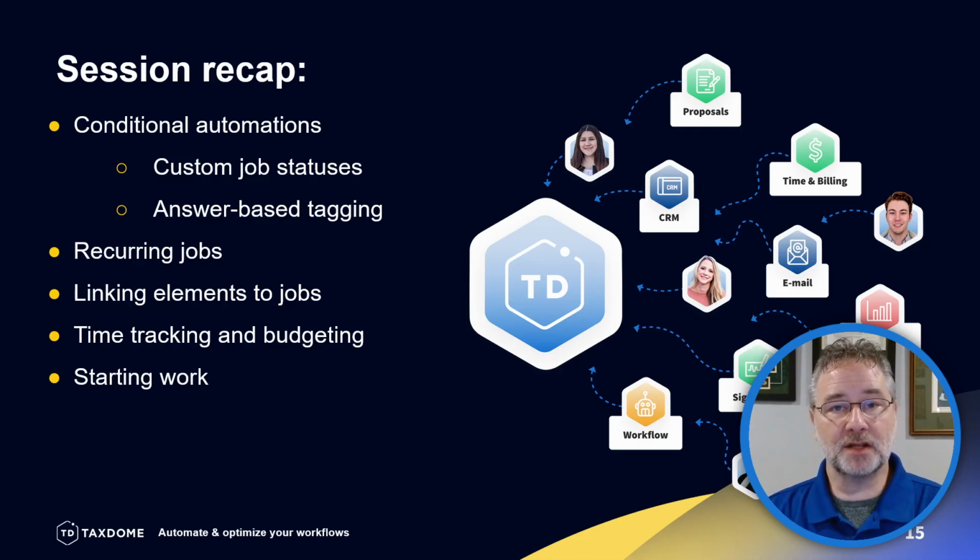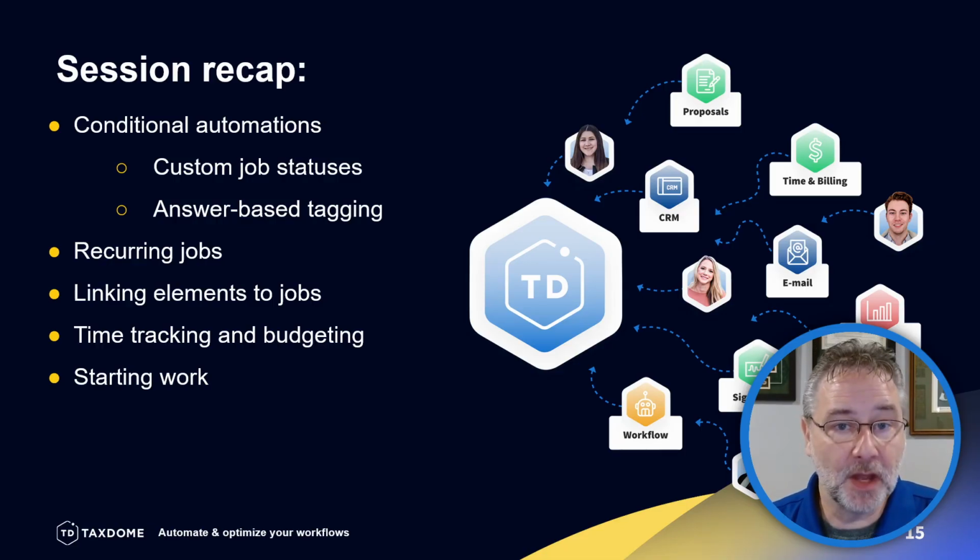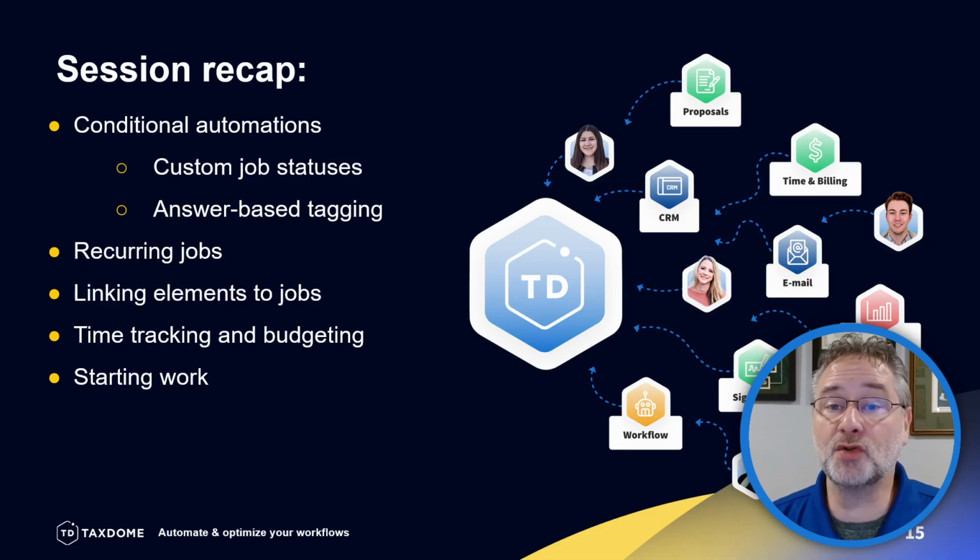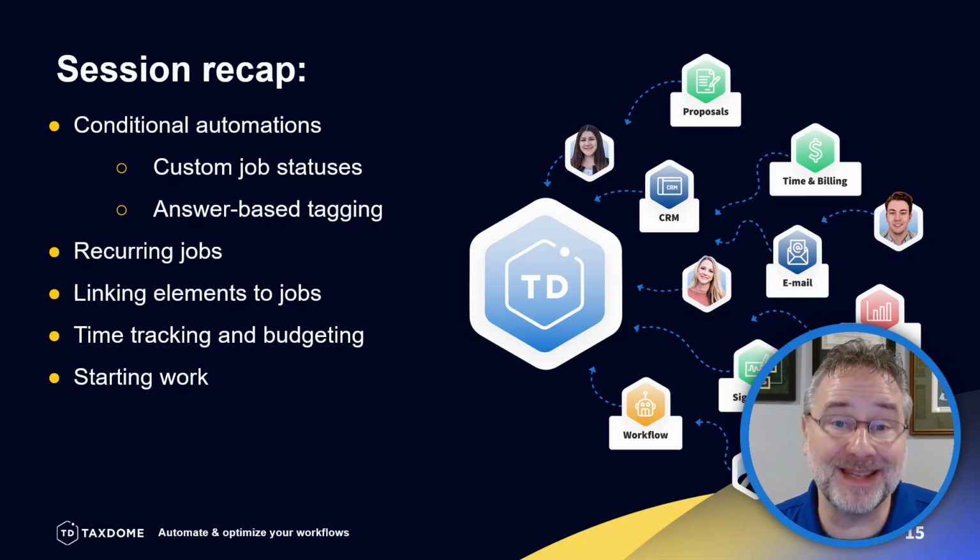All right, everybody. So let's take a minute now to go over everything that we discussed today. We started today's session by learning about our conditional automations and how that system works. We then showed you how you can create custom job statuses and what you'll be using them for, before going over how you can use organizers to tag your clients in order to help you use conditional automations more effectively.